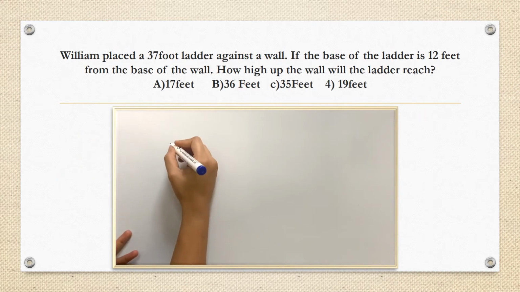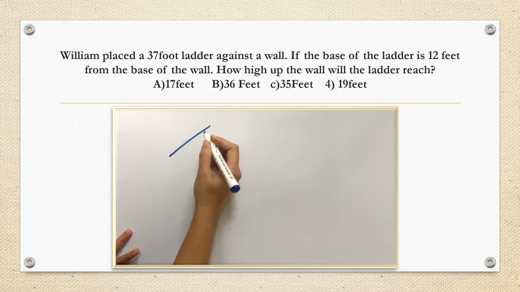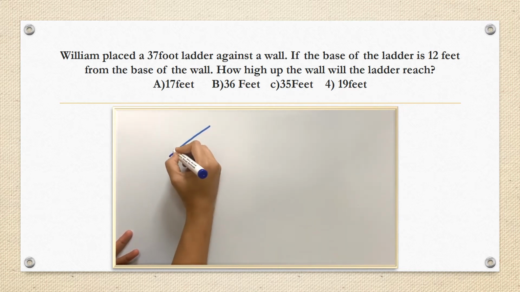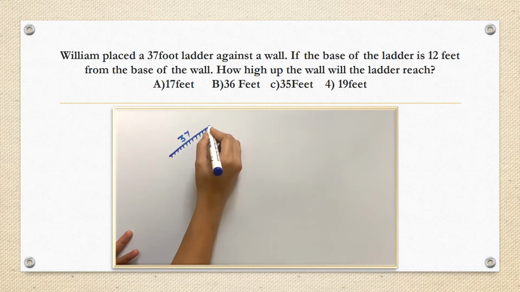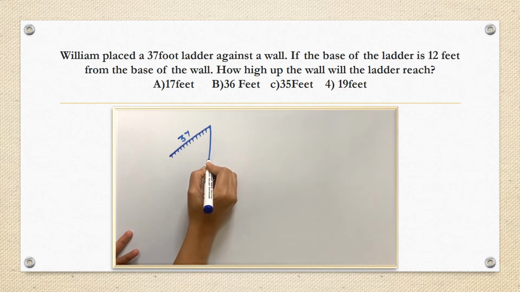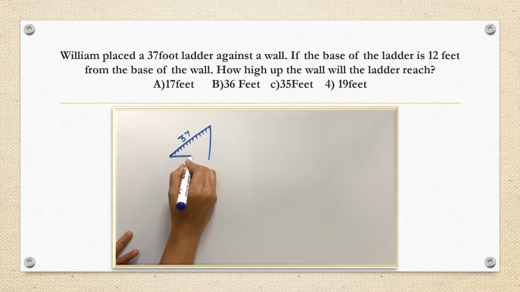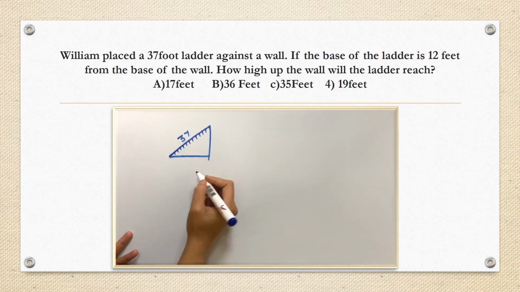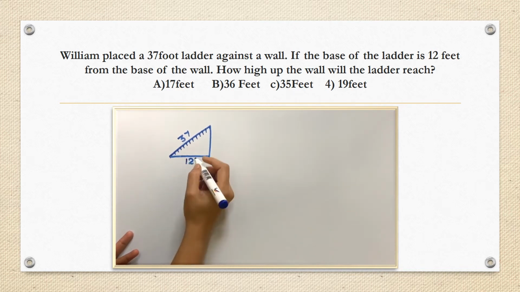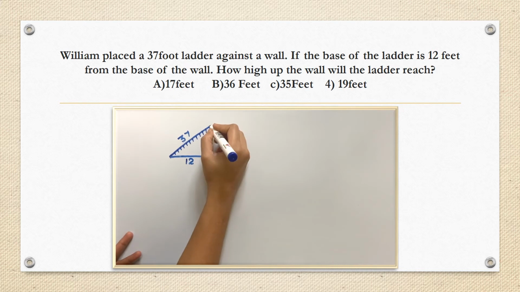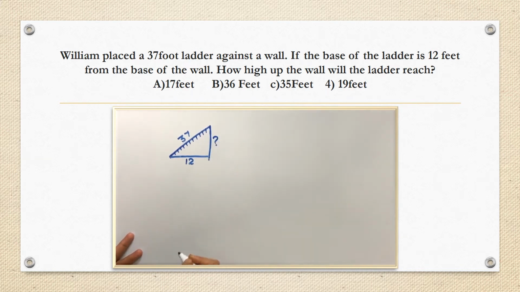William placed a 37-foot ladder against a wall. So the ladder is 37 foot long against a wall, and the length from the base of the ladder to the base of the wall is 12 feet, and this height of the wall is missing. Let's find out this x.